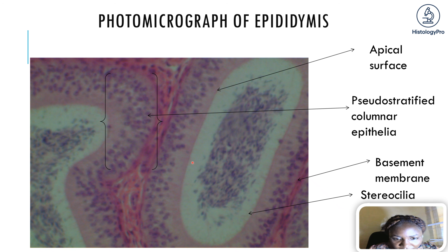Then at the apical surface, we can see some hair-like structures, like a faint line on top of the apical surface. This is what we call the stereocilia. In these closed brackets is where we can see our pseudostratified columnar epithelium.